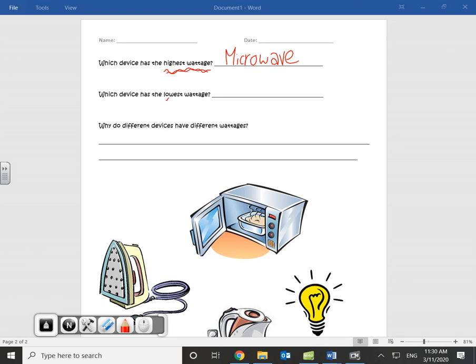On the other hand, which device has the lowest wattage? So don't look at the energy used column, just look at the wattage column. Which one had the absolute lowest? Pause here for a second. Okay, hopefully you've determined that the clock radio, alarm clock, had the lowest wattage.